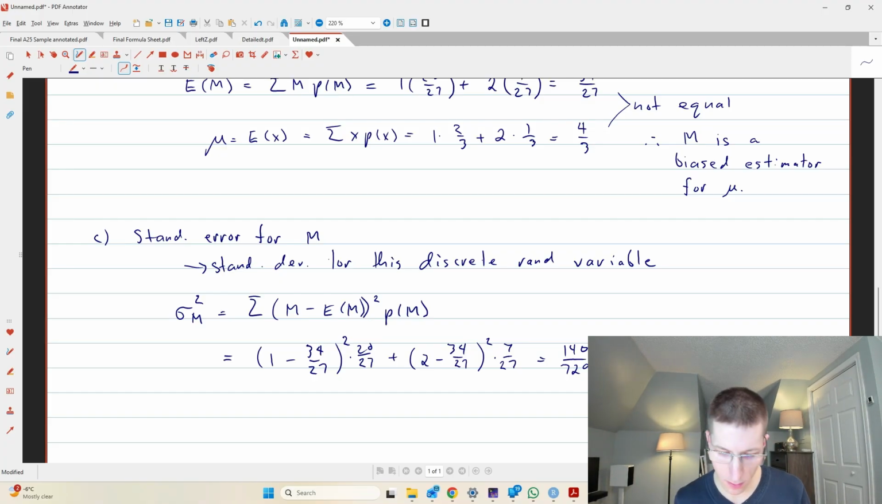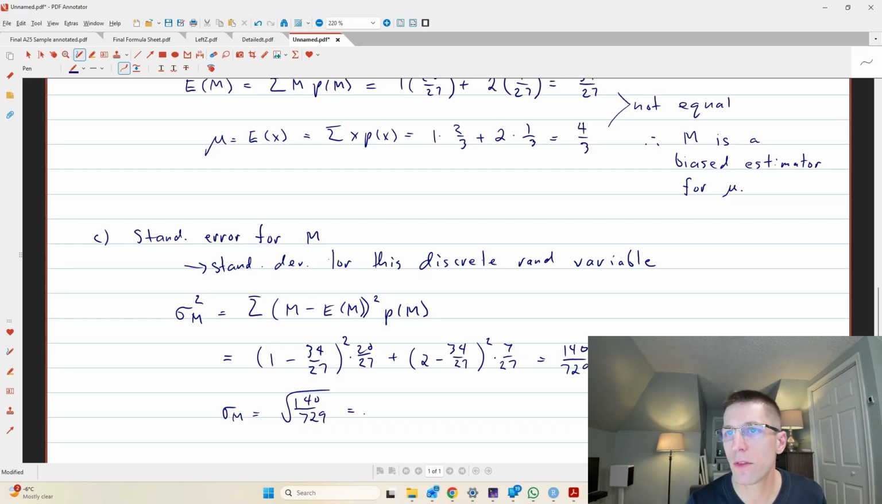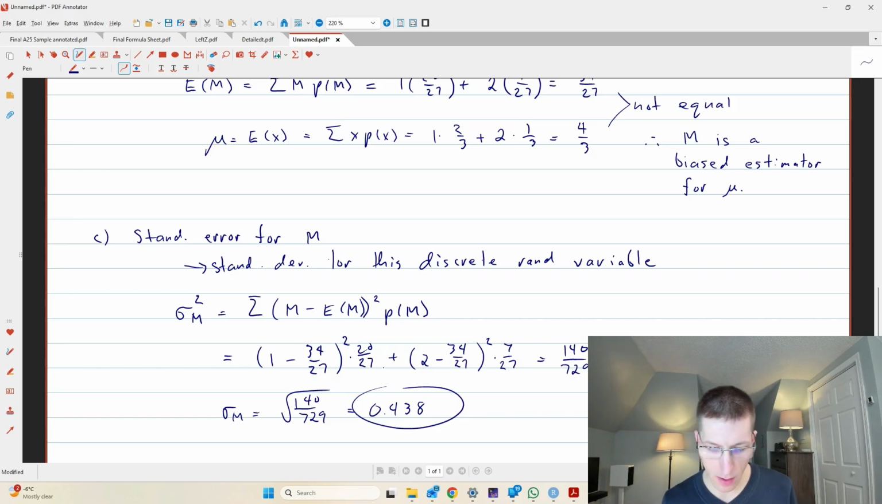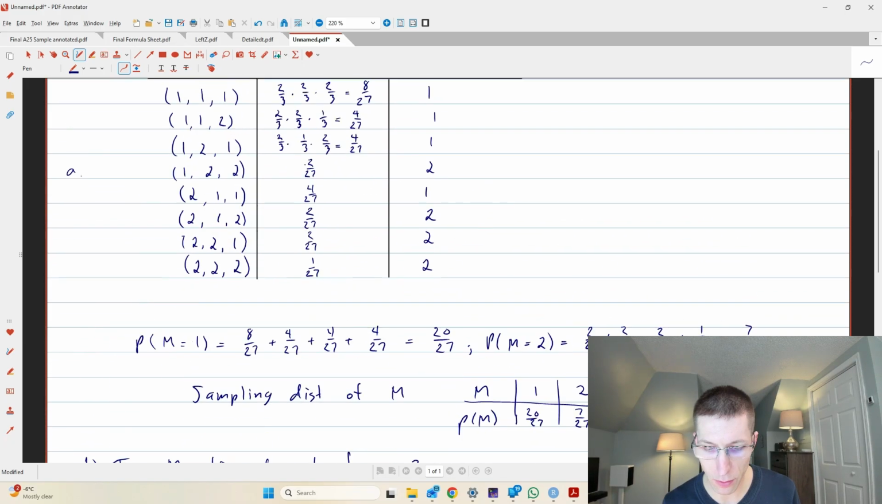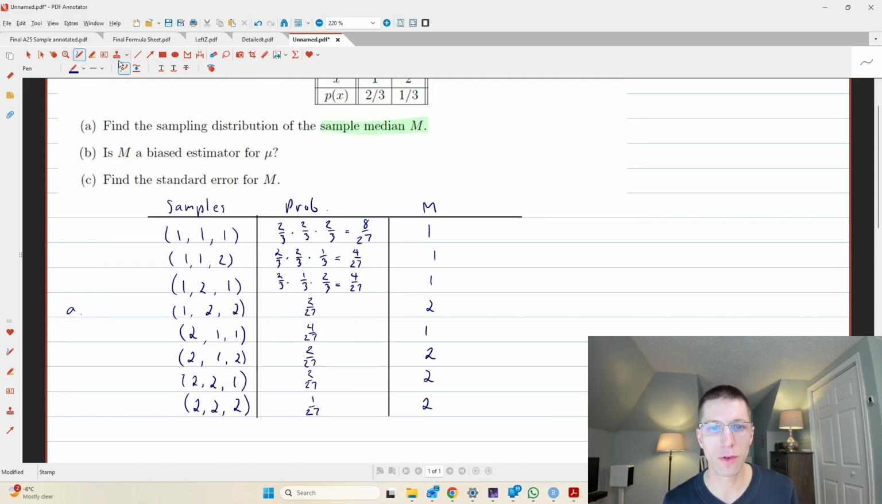And so lastly, we take the square root, and that gives us about 0.438. So not too bad. Yeah, that's still one of the longer questions though. And yeah, that's how you would answer this question.